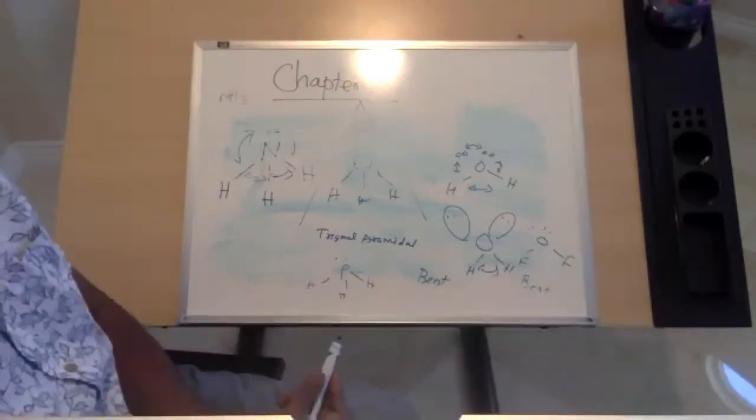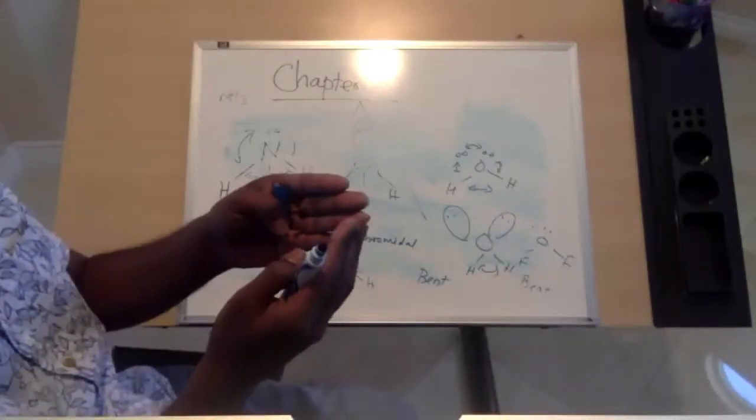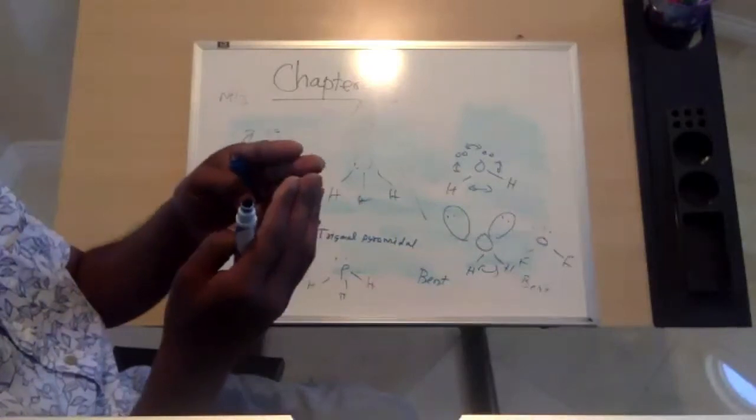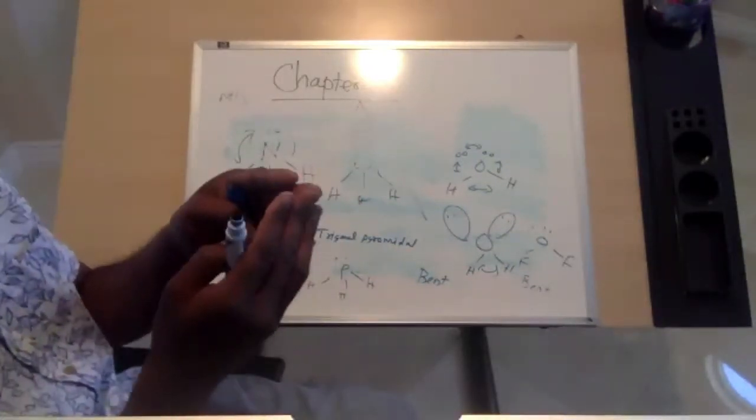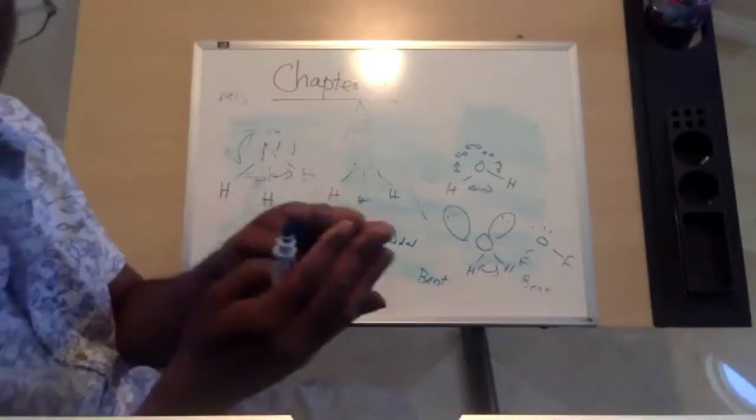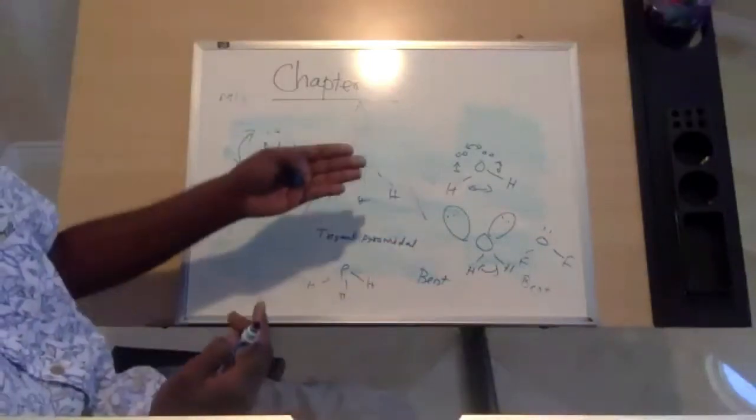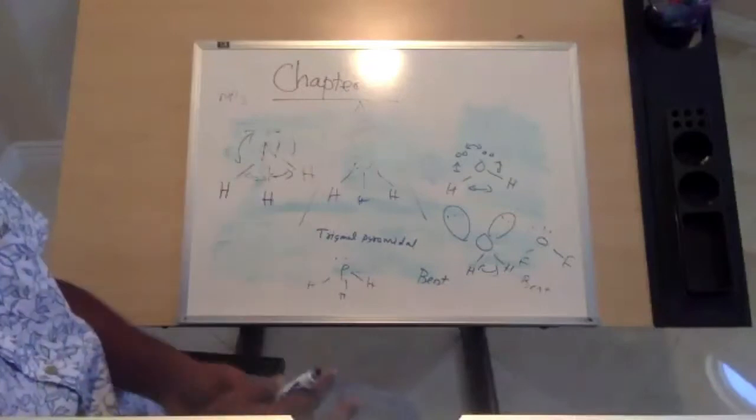Okay, so this is how you're going to understand the difference between a molecule with a lone pair of electrons on the central atom and a molecule with no lone pair of electrons. So a big difference in terms of the shape of the molecule.